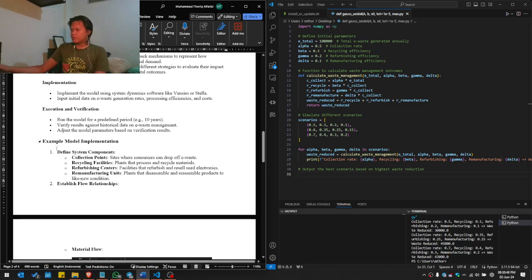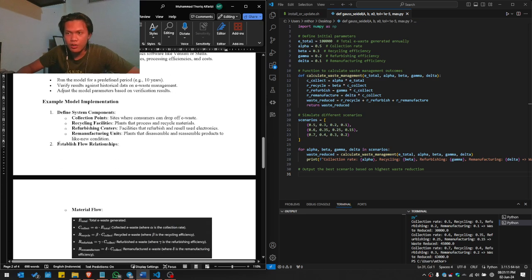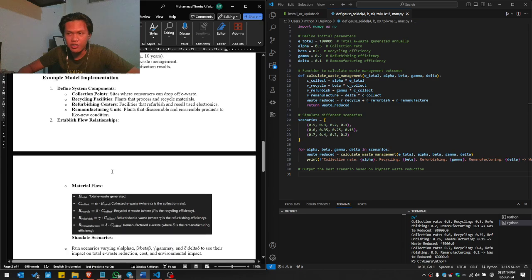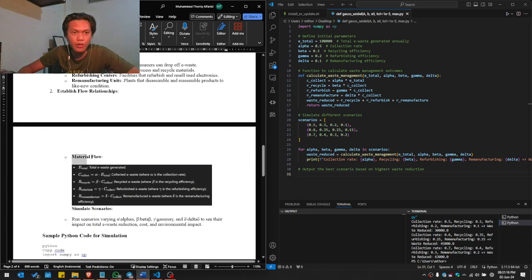This is the example model implementation. The first one is we need to define system components. We have our collection points, recycling facilities, refurbishing centers, and remanufacturing units. And this will be our answer. The second one is establish flow relationships. And we have our material flow from the above points and units.